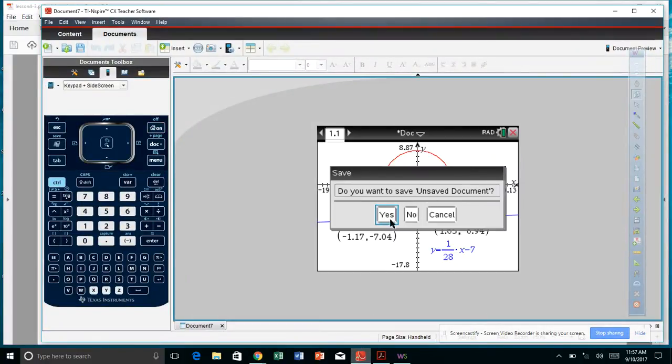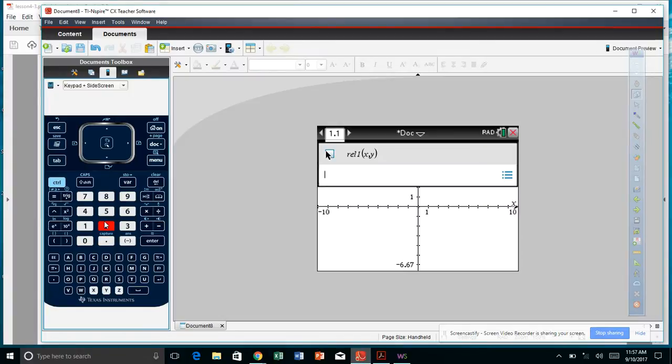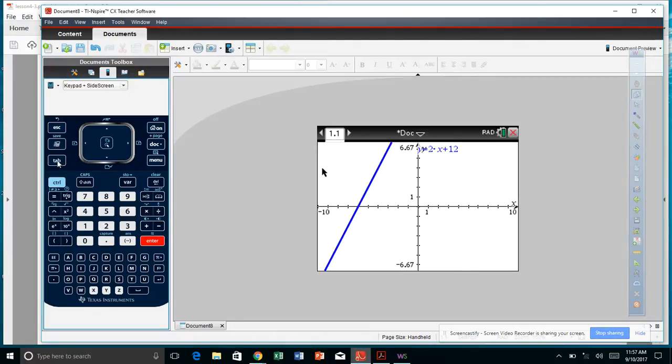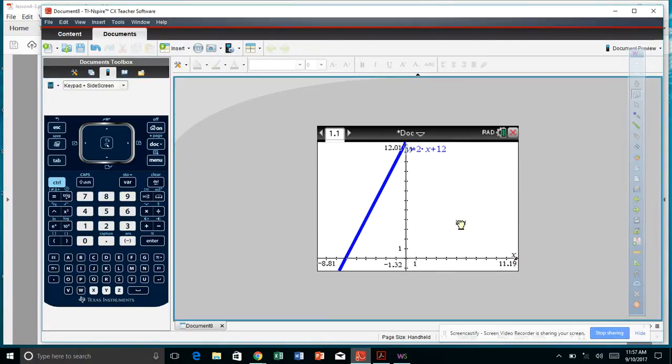On, new document, no, graph, menu, 3, 2. So we got y equals 2x plus 12. And where's my equal sign? My equal sign didn't stick, or I didn't touch it more. Press enter. There we go. And we'll press tab, and we got y equals, and that's 1, control, divide, 4, and then it's x squared, plus 16. Press enter. I don't see it crossing anywhere, do you?